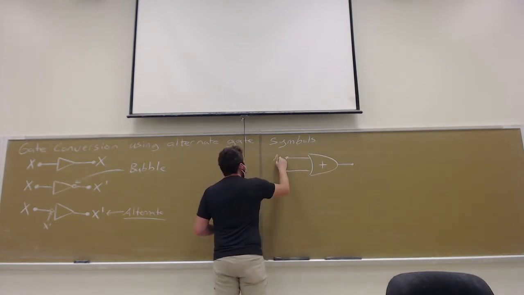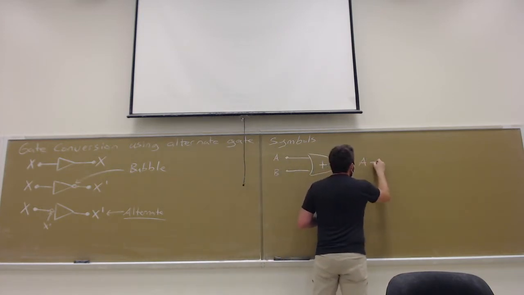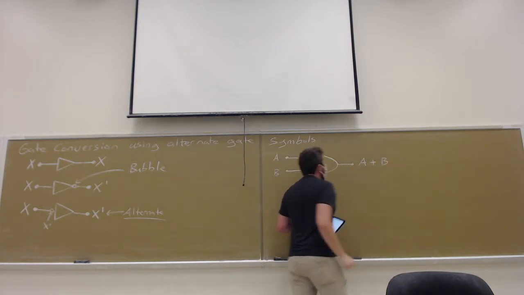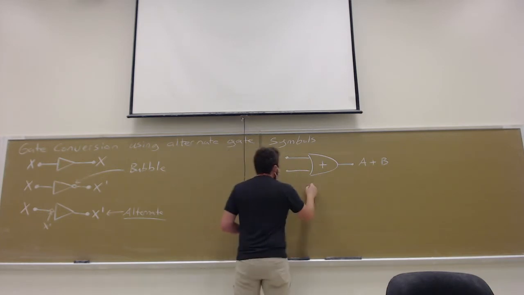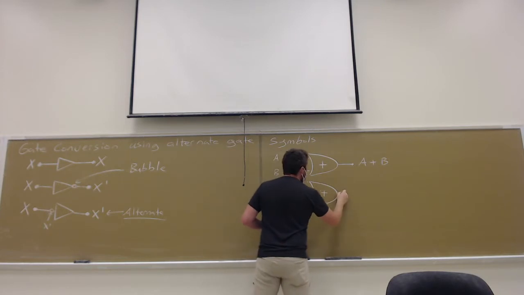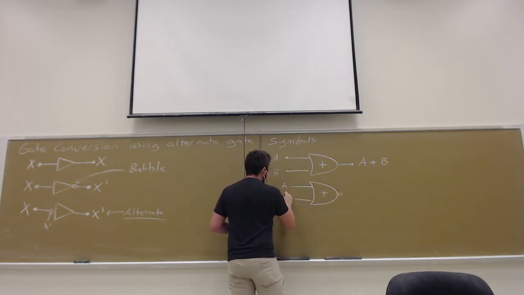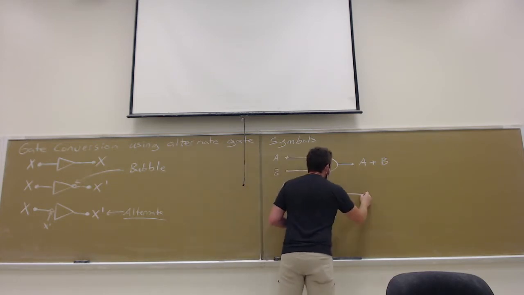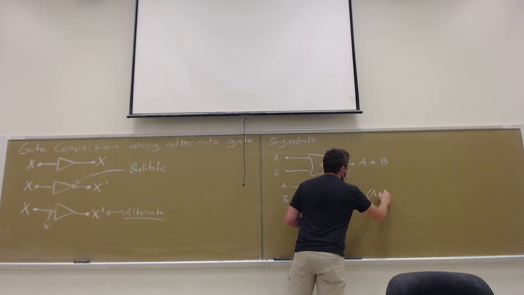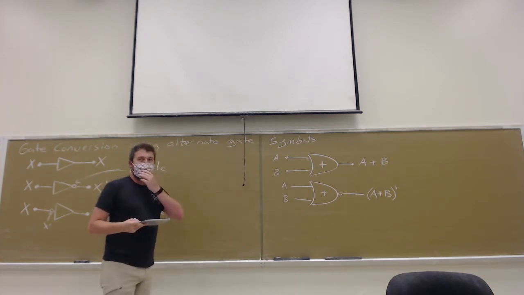All right, so the regular OR gate. We got A, we got B, we got an output A or B, right? But we add a bubble to the output. Well, now we have still A or B, but it passes through the bubble, and we have (A or B) prime. A NOR gate, right?